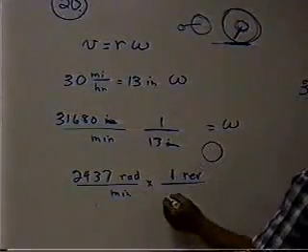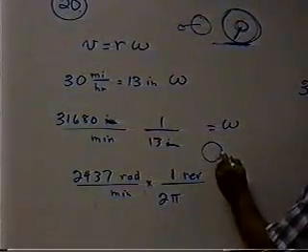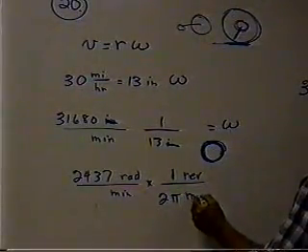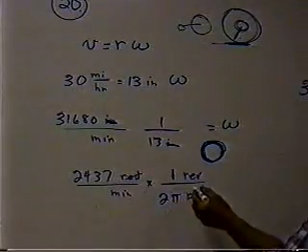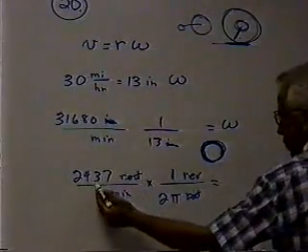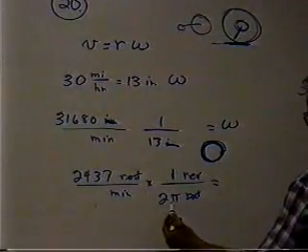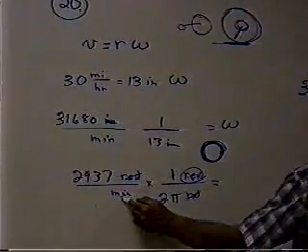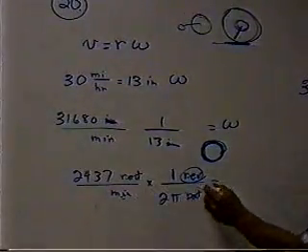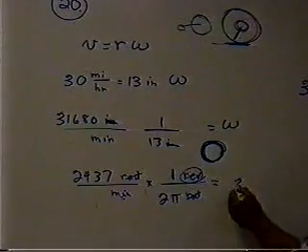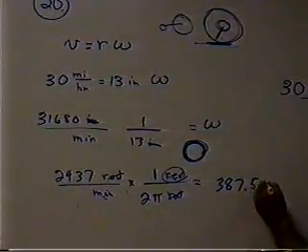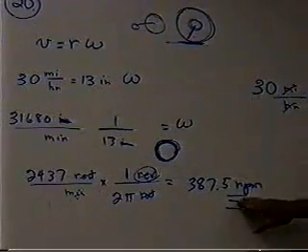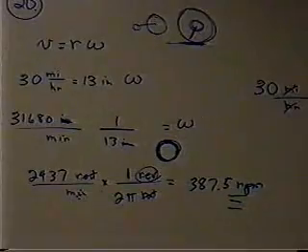1 time around a circle is 2 pi radians. 360 degrees, 2 pi radians. And look what happens. Radians drop out, and so it's 2,437 divided by 6.28 revolutions per minute, RPM. That's why I changed to minutes a while ago. So we end up getting 387.5 RPMs. Most of you are familiar with seeing that on dashboards.